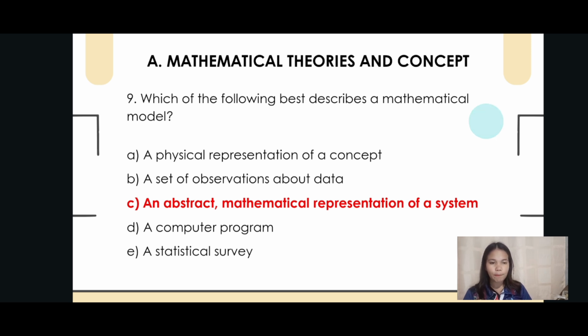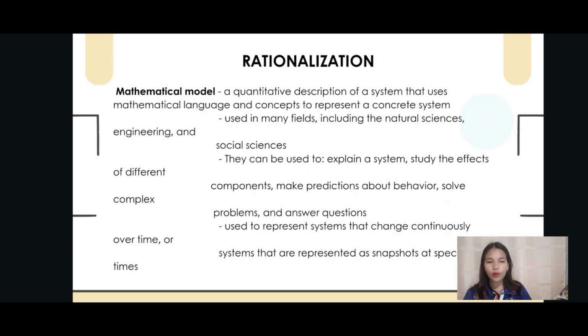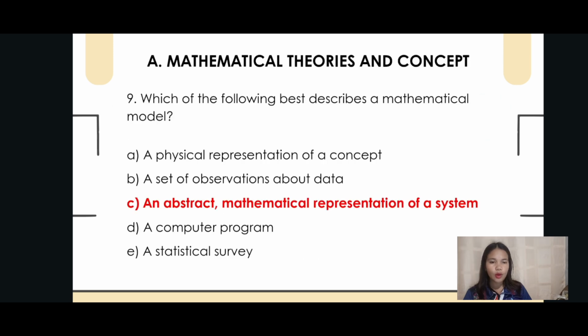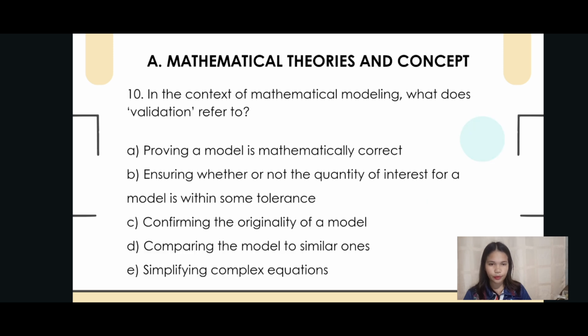For example, a population that is growing or diminishing over time would be represented by a continuous model, while a population's age, sex, and class structure at a specific time would be represented by a discrete model. So, based on the given choices, the correct answer would be letter C, an abstract mathematical representation of a system.